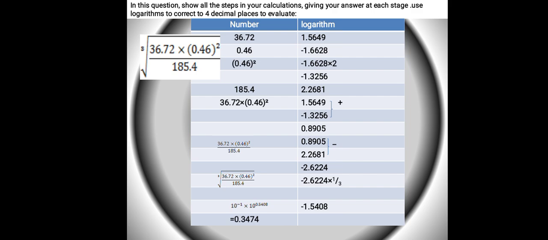Now add the numerator, that is 36.72 and 0.46 squared. If you add their logarithms, you get 0.8905. Now subtract the logarithms from the logarithm of 185.4, you get 2.6224. Now get the cube root of the results by multiplying by a third, you get 1.5408. Get the antilog, the answer is 0.3474.